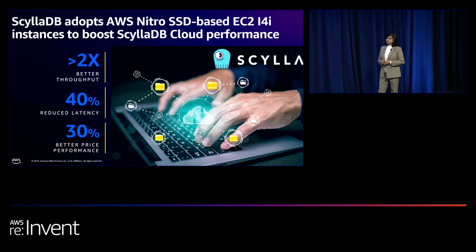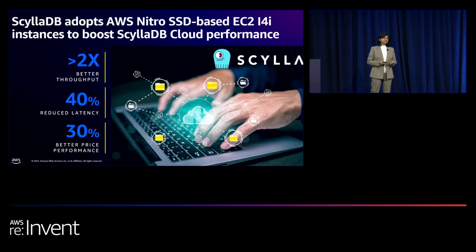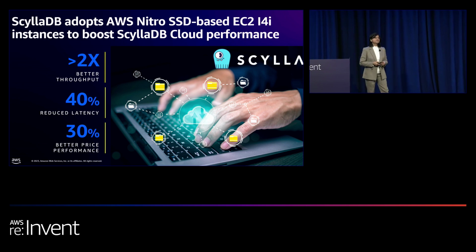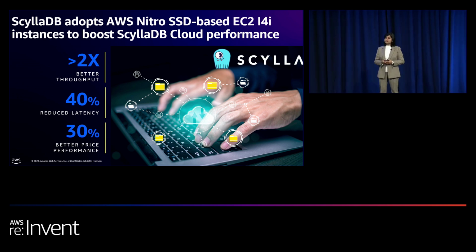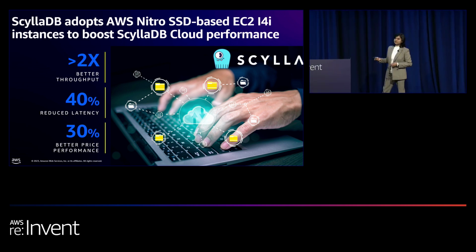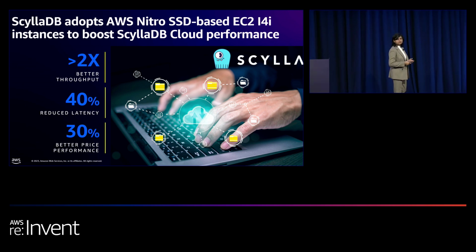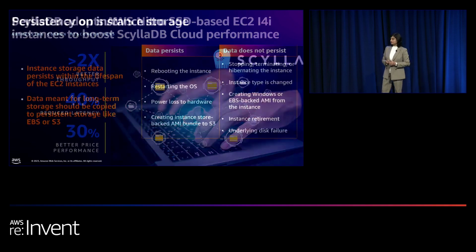And I wanted to bring up an example. Built on the Nitro SSD foundation, a ScalaDB customer observed twice as much performance, 40% reduced latency, and 30% better price performance compared to the previous generation instances. And this was with the EC2 i4i instance. They adopted this instance to boost the performance of their ScalaDB Cloud. And this is just one example. I'm talking about real-time databases here, ScalaDB, Redis, Aerospike. There are a bunch of these real-time database examples for which i4i is an excellent choice.